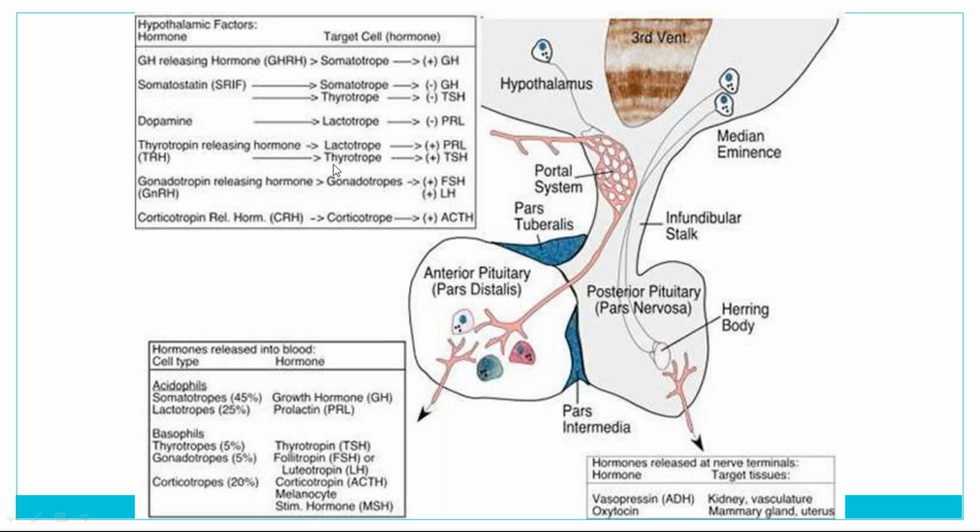Gonadotropin releasing hormone will increase the production of FSH and LH. CRH will increase production of ACTH. This is the hypothalamo pituitary axis.